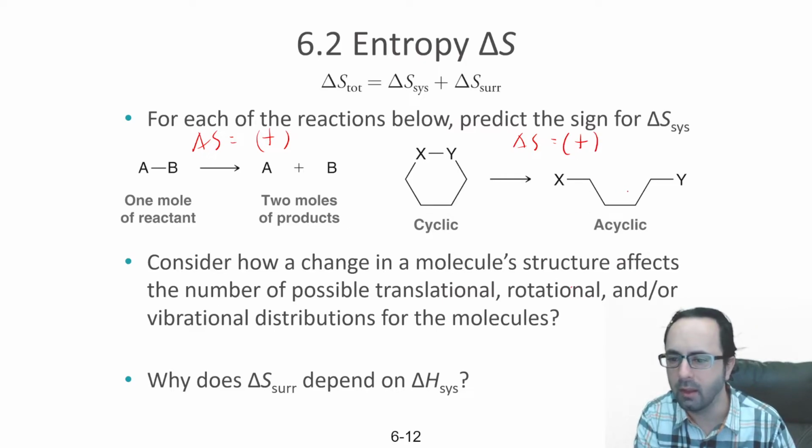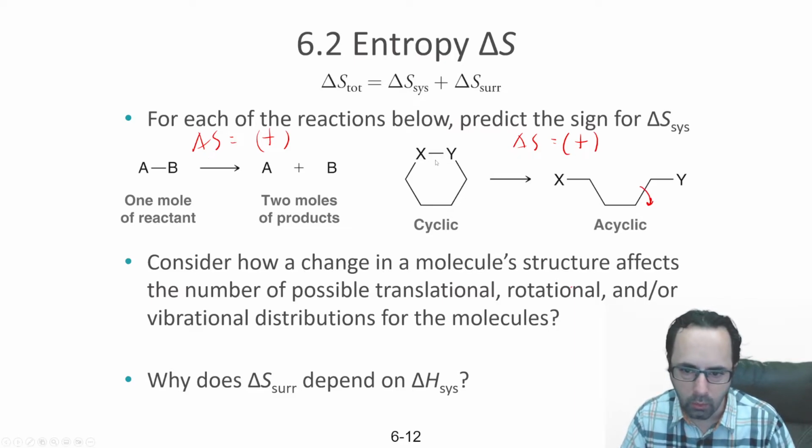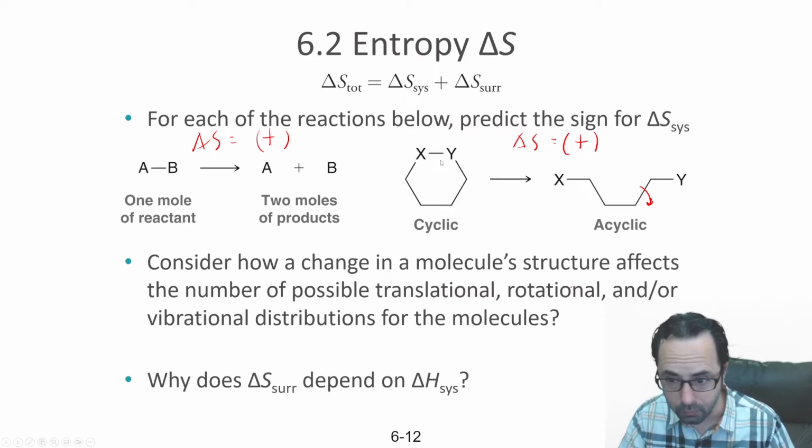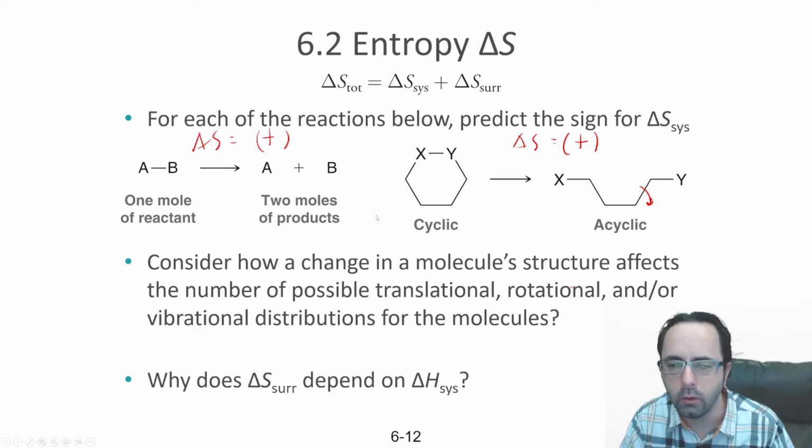So we have an increasing entropy, because now as a straight chain, all these bonds can rotate and wiggle around in any way they want, whereas when they were in a cyclic arrangement, they didn't have as much freedom. So when a molecule's structure has these kinds of changes over the course of a chemical reaction, this will be an increase in entropy.